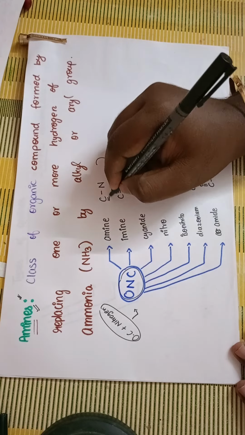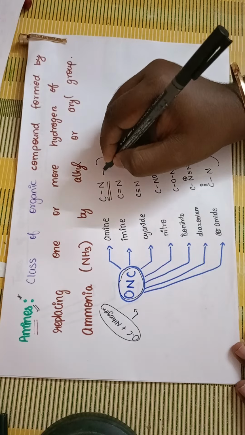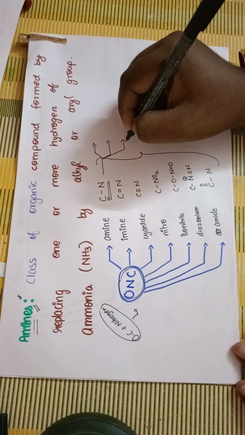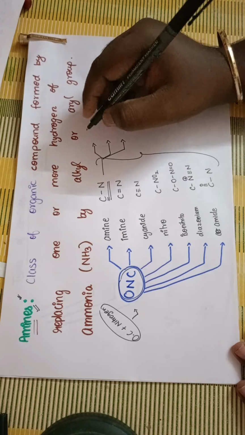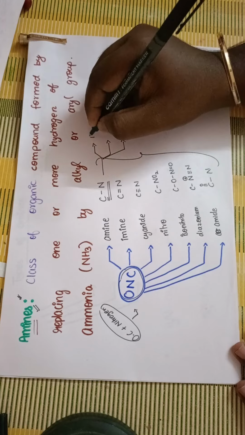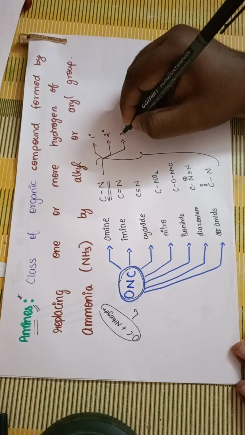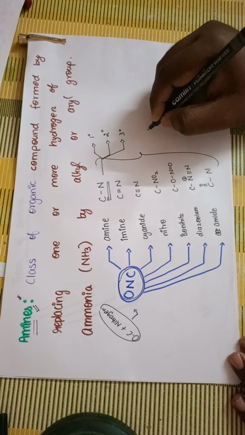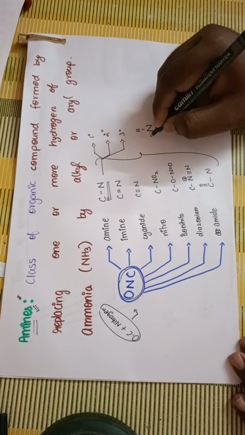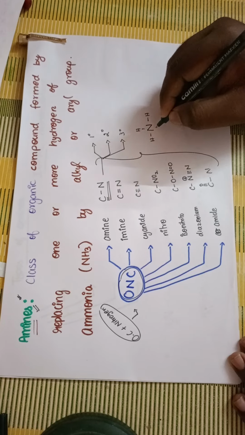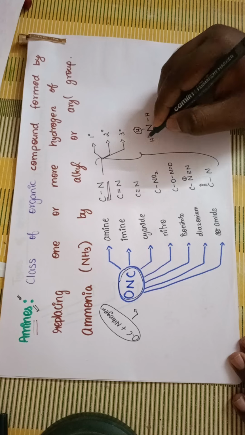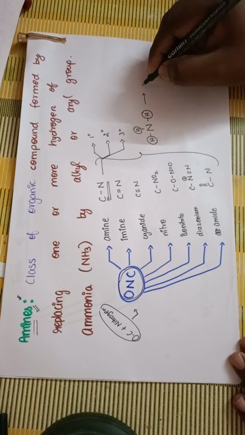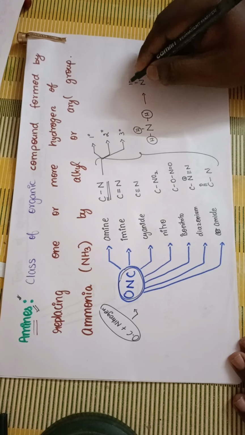Now we are going to discuss amines particularly. In amines we have three types, based on primary, secondary, and tertiary amine. On which basis are we classifying them? We take ammonia. In ammonia, nitrogen is bonded with 3 hydrogens. We can replace one hydrogen by an alkyl or aryl group.